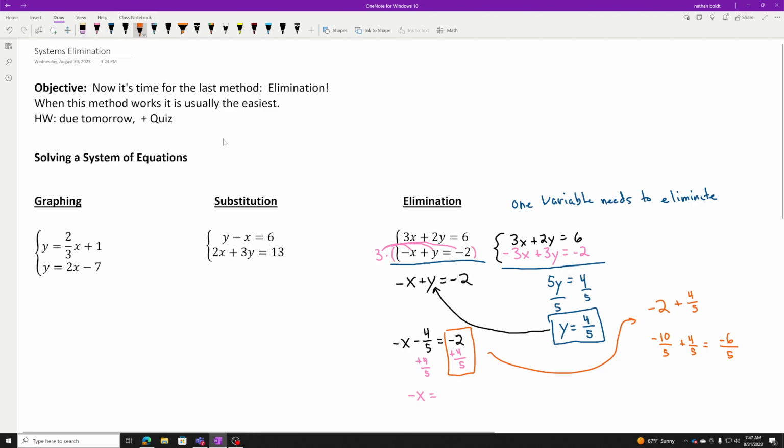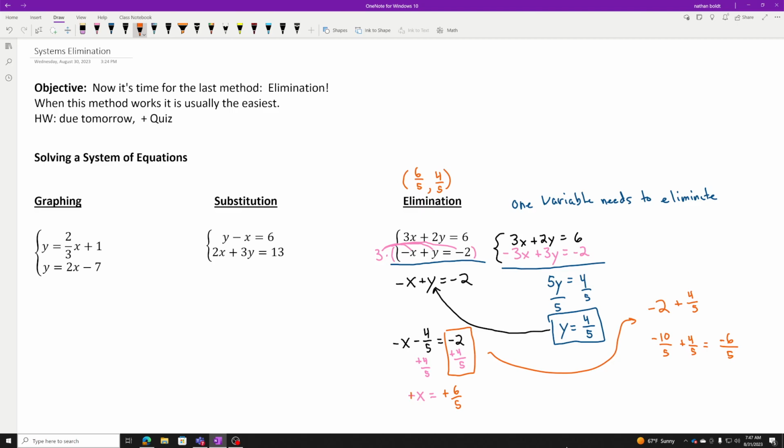All right, that gives me negative 6/5. But I don't want a negative x, I want a positive x. So make that positive x is equal to 6/5. My solution here is x is 6/5, y is 4/5. There we go.